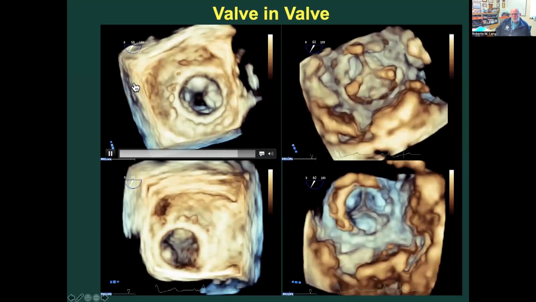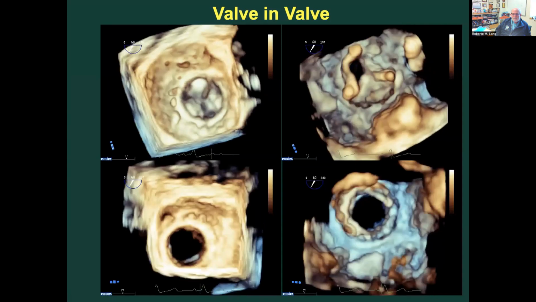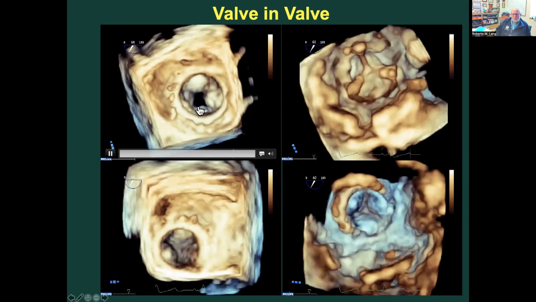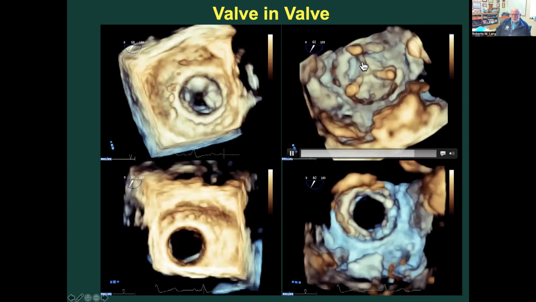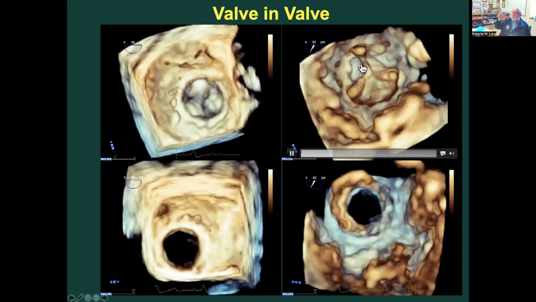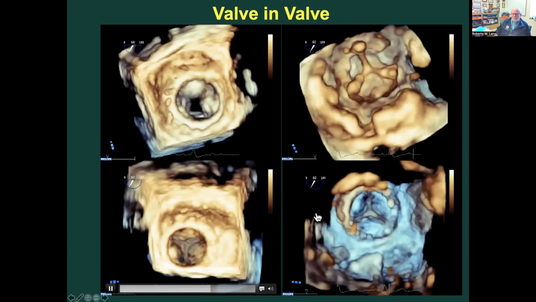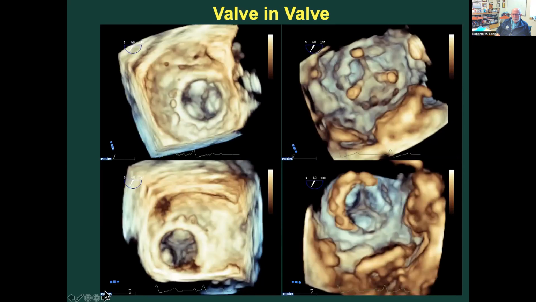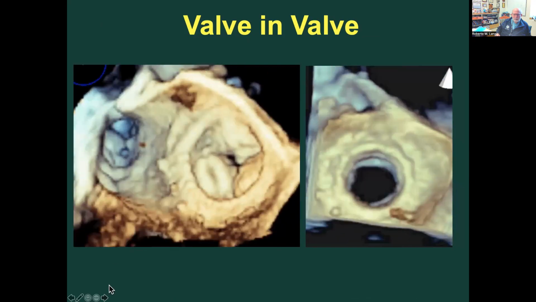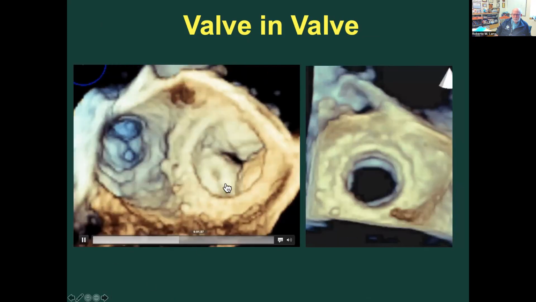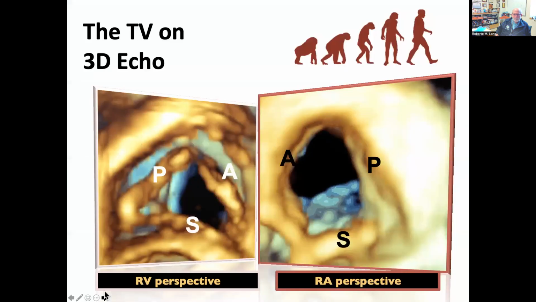And again, for all of these more complex procedures of valve in valve, you can see very nicely. This is, again, the mitral valve with two of the leaflets that are immobile. This is, again, looking at this mitral valve from the left ventricle looking up. And after the placement of a valve in valve, we can see how nicely we actually see this. This, again, is a valve in valve now in the tricuspid position. You can see the lack of opening and the success after the placement of the valve in valve.